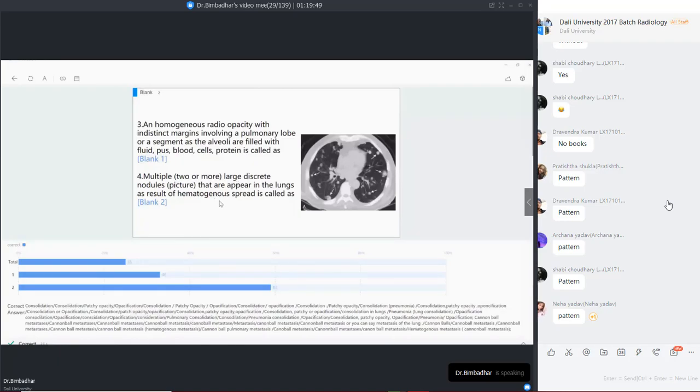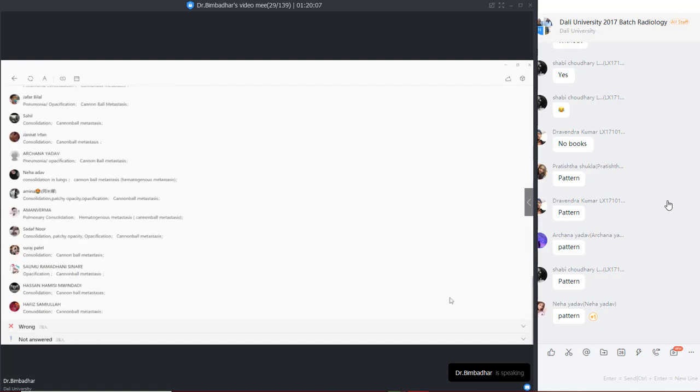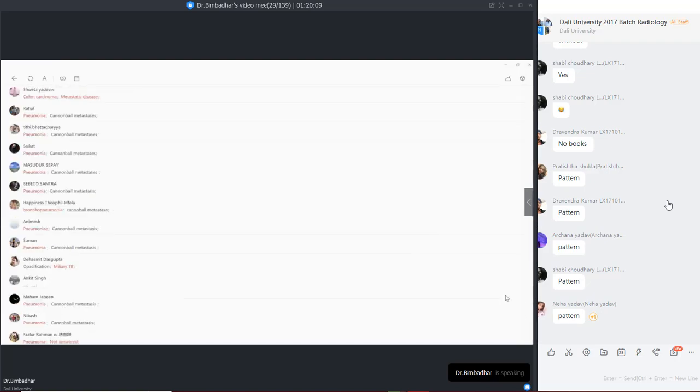Again, it is a pattern. So what is that pattern called? The pattern is obviously called a cannonball metastasis. Okay, cannonball metastasis. That is the correct answer to this question. Most of the people, yes, you have got it correct. But so many people have got this answer wrong.